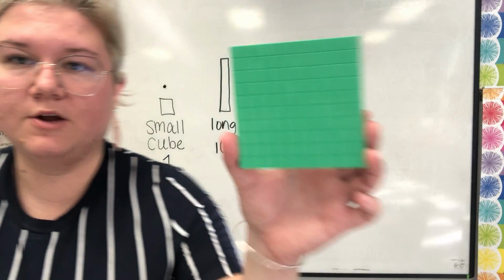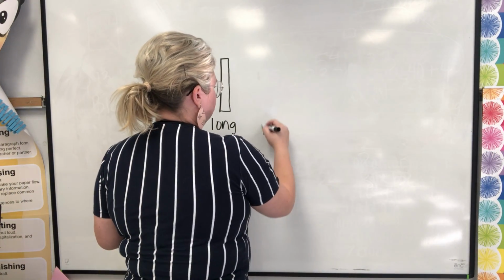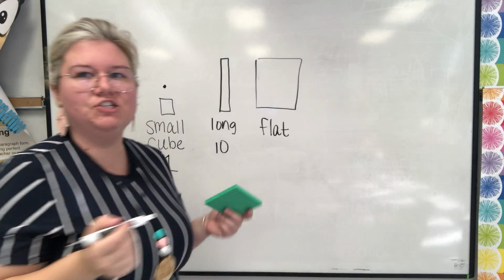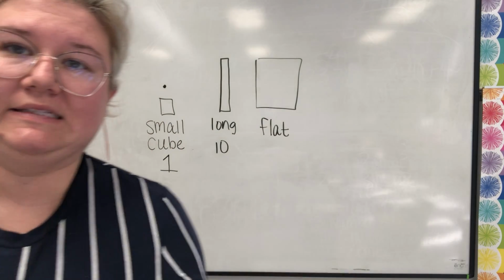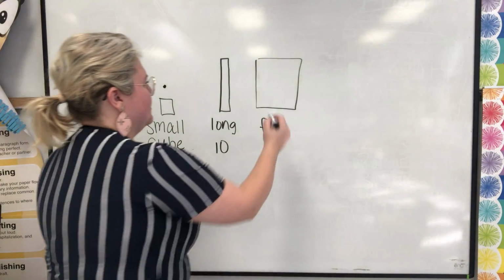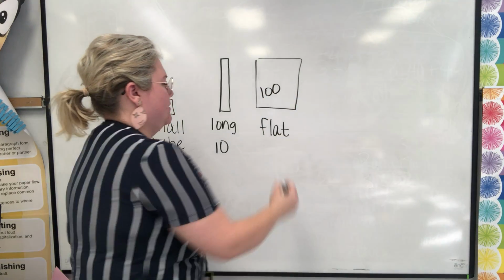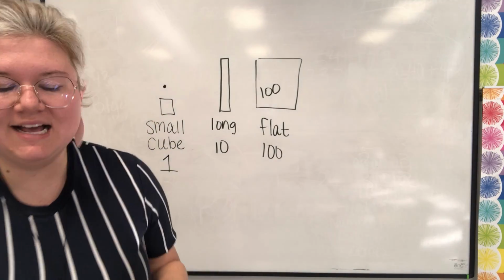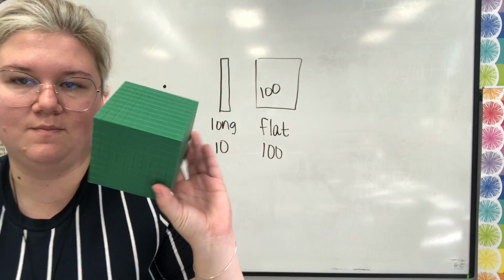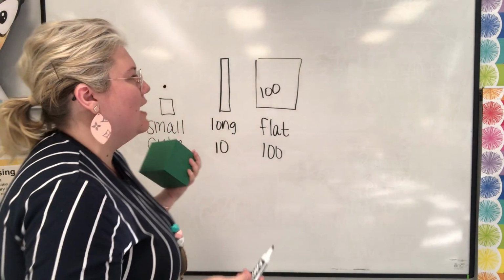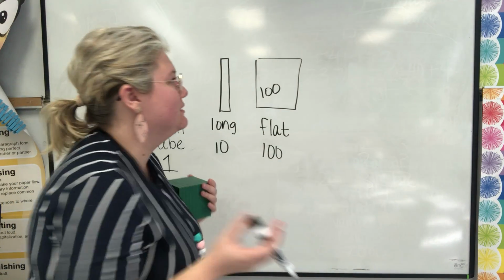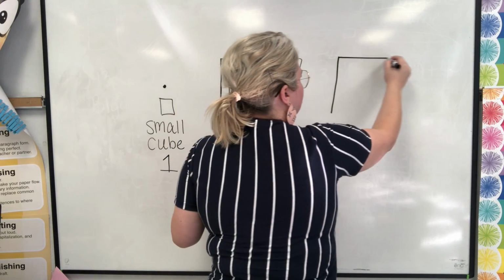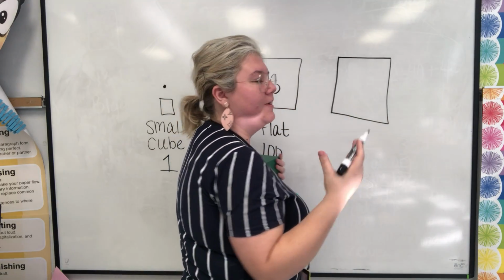Okay. And then the next one, we have a flat. What I like to do is put what it's worth inside of it, so I remember that this is a 100. There's 100 in there. Or you could write the word flat in there. Because now we have this big guy, our large cube. And how I like to draw it for my students is like this. You do not have to do this, but you can. I like to draw a 3-dimensional cube.